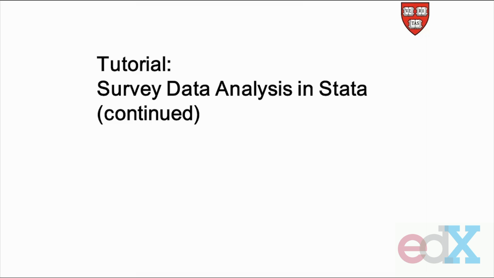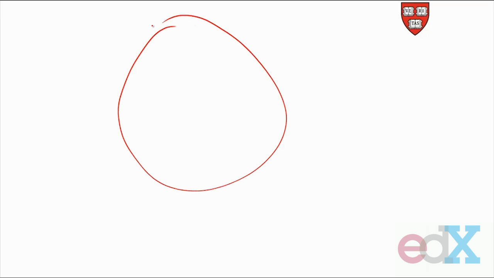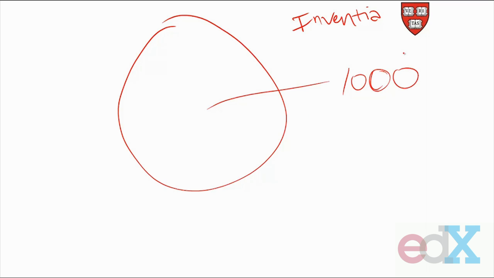Continuing with the theme of survey data analysis in STATA, we're now going to look at an example of a cluster survey in STATA. So recall we have this hypothetical country of Inventia. Now the first thing we did is we went in and we just took a simple random sample of size 1,000 from this population of 500,000.